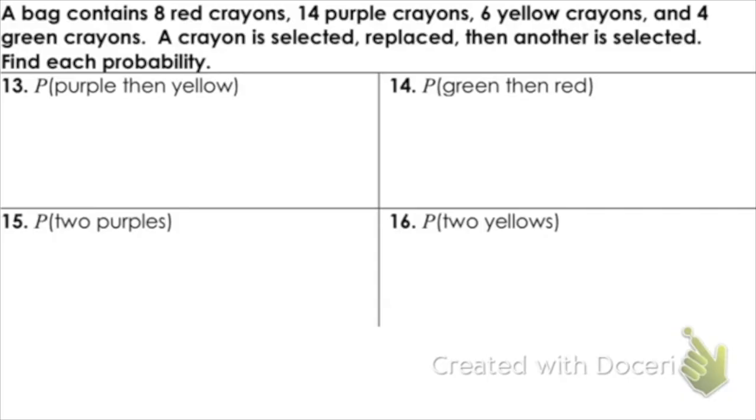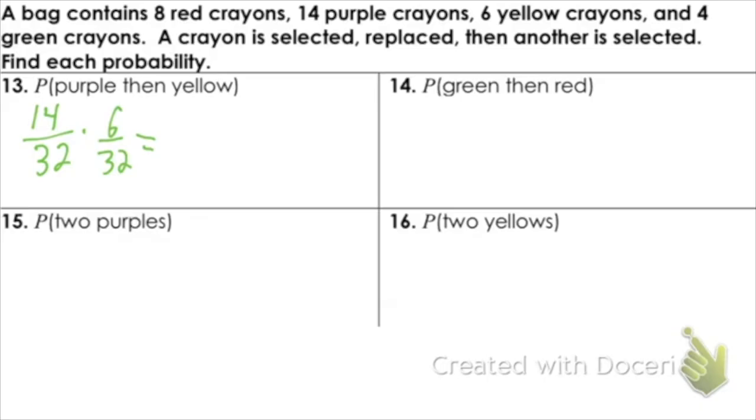So, what's the probability of getting a purple, then a yellow? So we have to figure out first, what's the probability of getting a purple crayon? Well, how many purple crayons are there? 14. And how many total crayons are there? 32. So the first one is 14 over 32. Now, for my next one, what's the probability of getting a yellow crayon? 6 over 32, because there's still 32 crayons in the bag, because I put the purple one I grabbed the first time back.